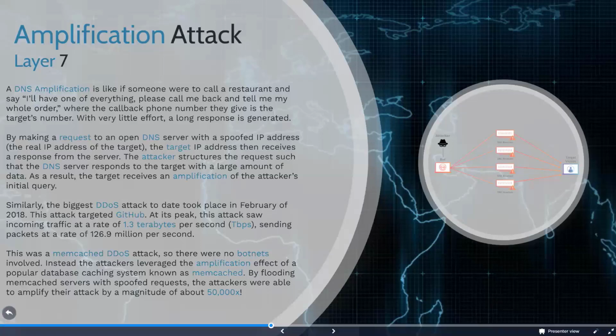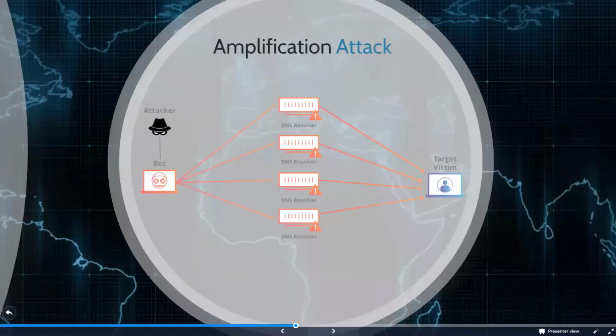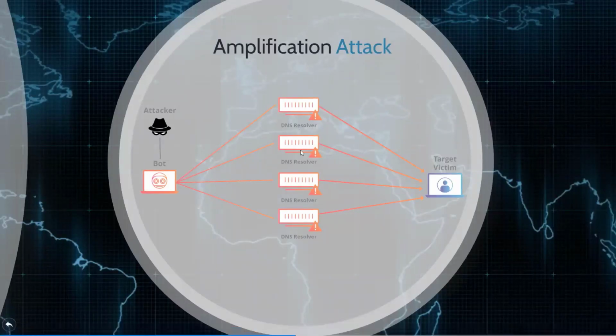And so this is what the amplification attack looks like. We're going to spoof our target's address, send a very small request to, say, a DNS server, and then it's going to answer back in an amplified way.